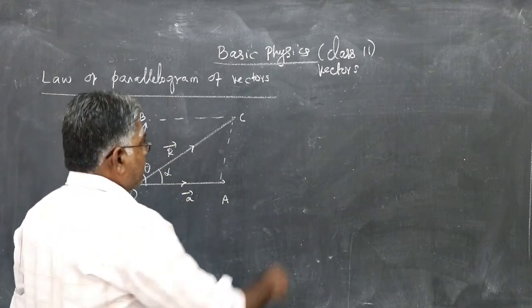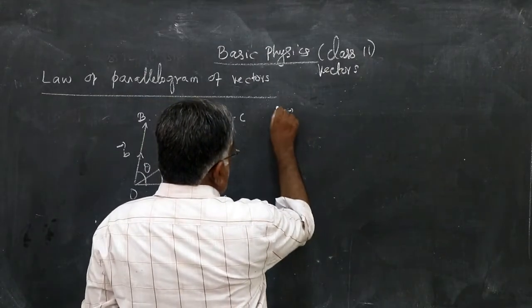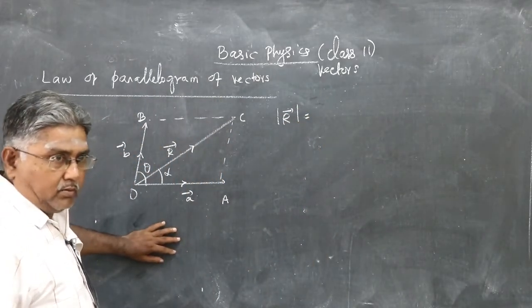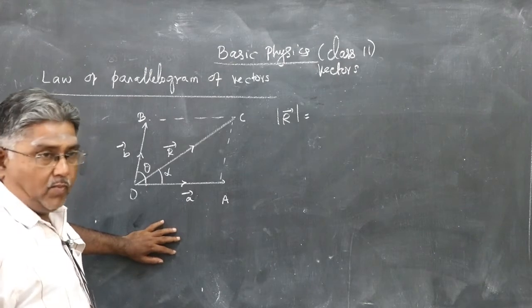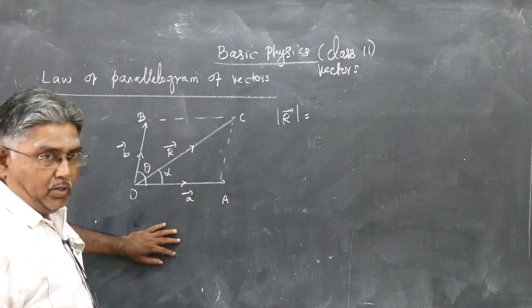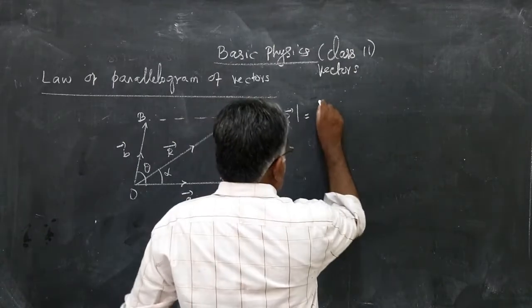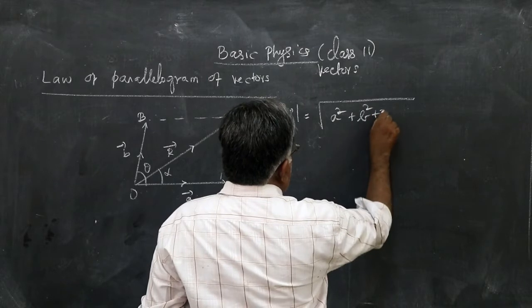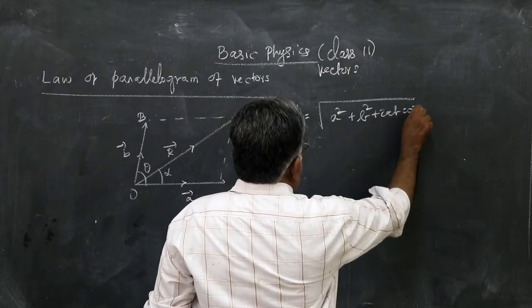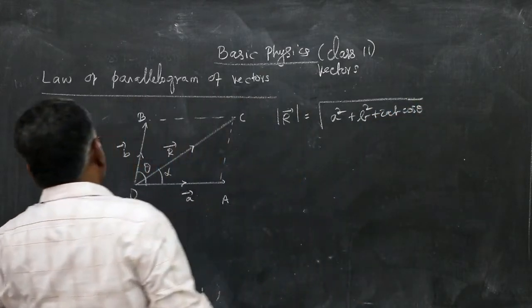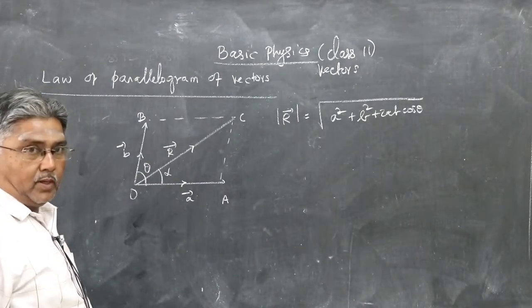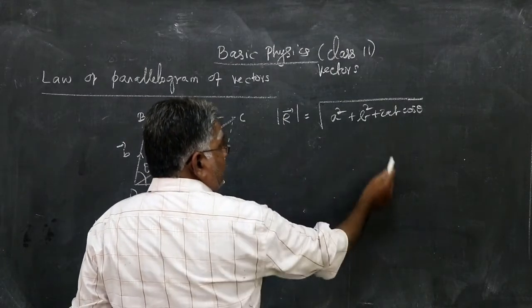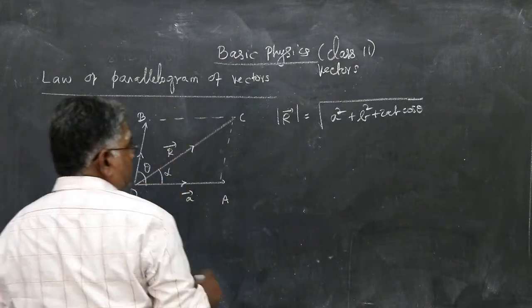It can be easily proved that the magnitude of the resultant, OC is the resultant. I am not going to give the proof here, but give the result, which will be useful in tackling some problems. Root of A square plus B square plus 2AB cos theta. Here this is the magnitude of the vector A, magnitude of the vector B. Theta is the angle between the two vectors.